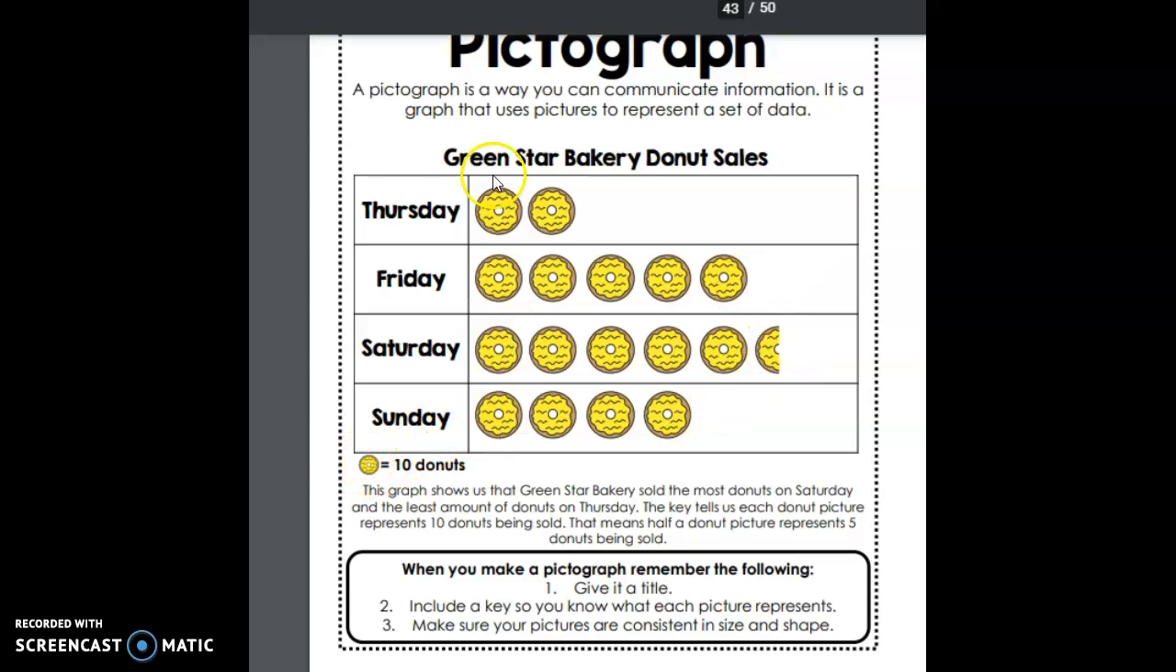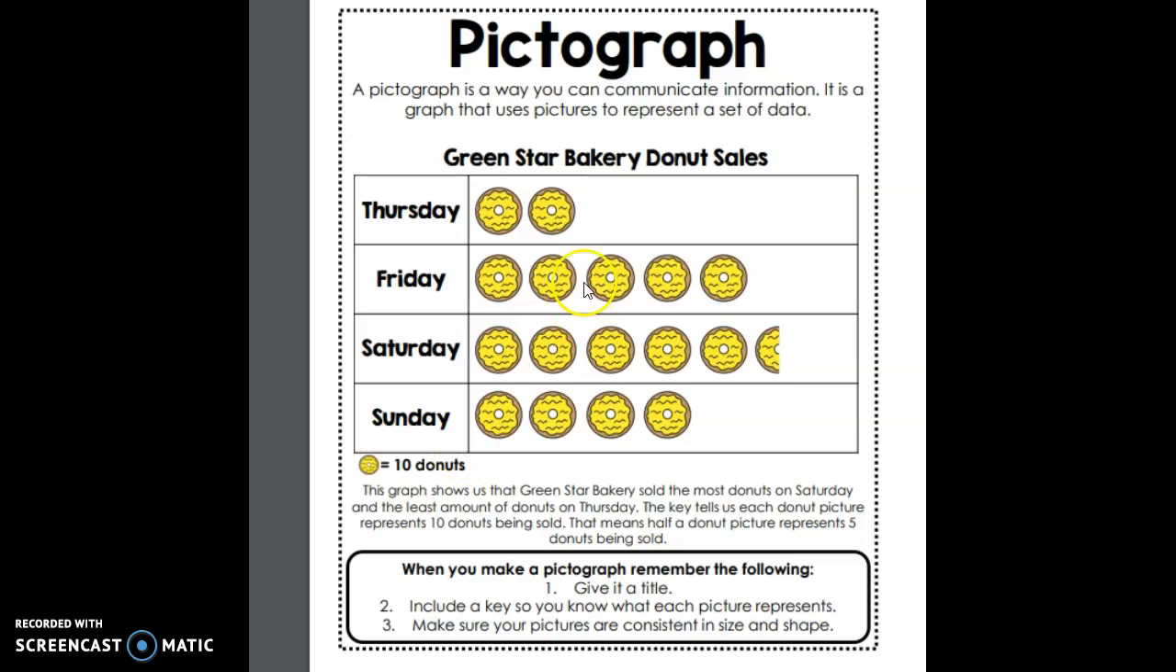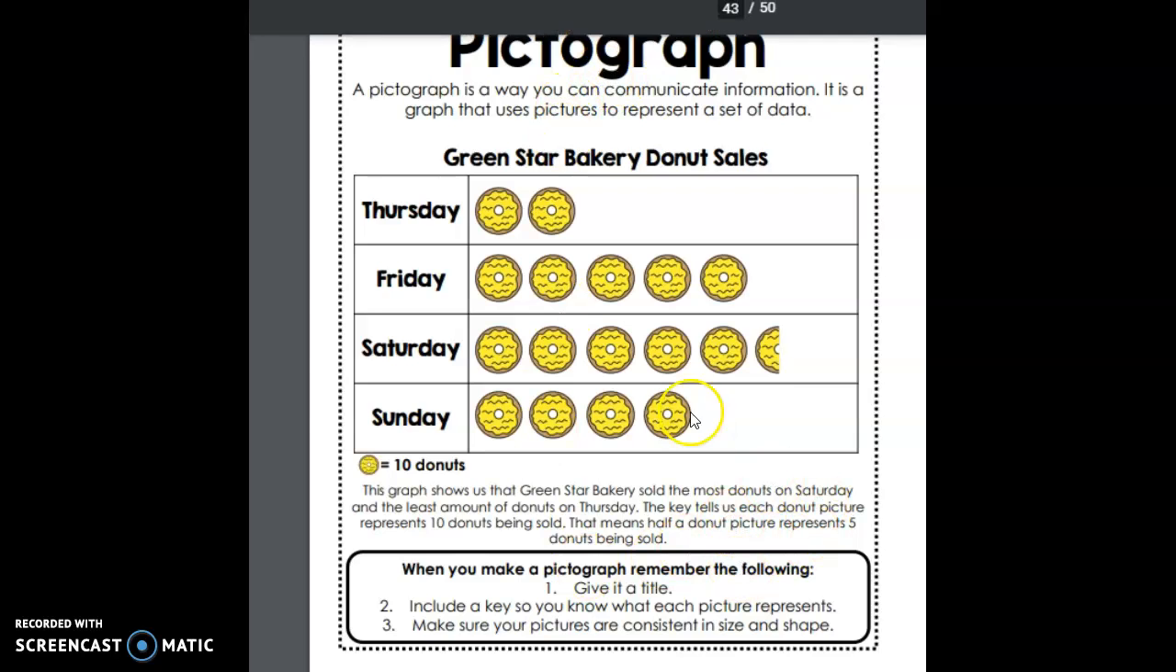Now, you're not always going to have donuts. Sometimes you'll have stars, smiley faces, ice cream cones. It's a picture, so it's not always going to be a donut. And the key is not always going to represent 10. Sometimes it's 2 or 5 or 6 or something. So you have to be paying attention to this key to know what each picture represents. Okay, so this is a pictograph.